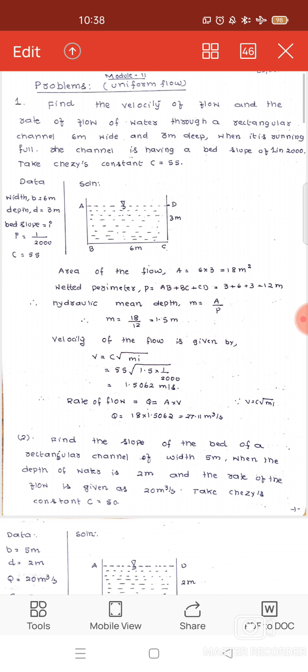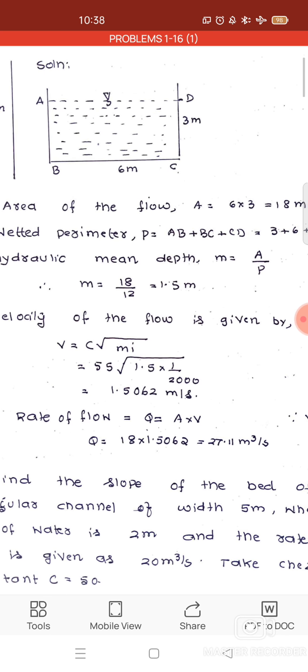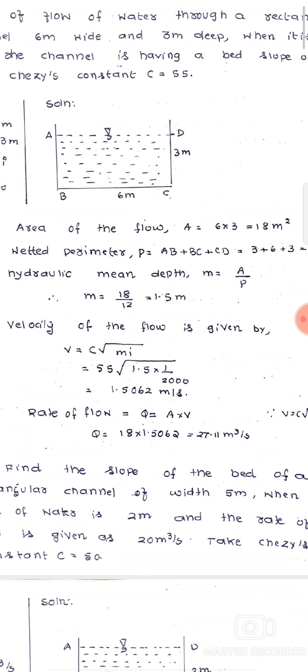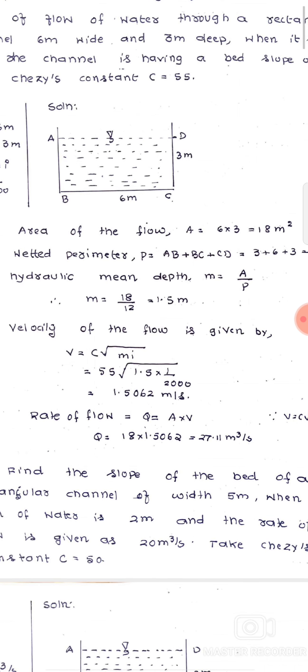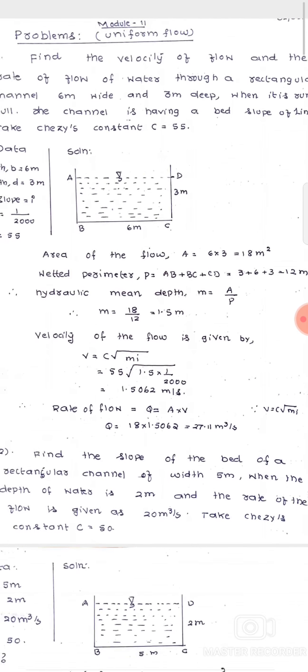Then we have to find out the velocity of flow. To find that, we know from Chezy's equation for discharge in open channel flow, V is equal to C into square root of mi. So C is given as 55 and M is calculated, that is 18 by 12 is 1.5, and i is given 1 in 2000. Then we get the velocity of flow as 1.5062 meter per second.